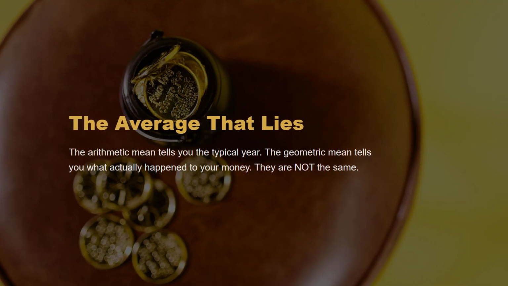The problem is that most people think of average as the arithmetic mean. Add up all the returns, divide by the number of years. But when you are dealing with investment returns, the arithmetic mean lies to you. It tells you what the typical single year looked like. It does not tell you what actually happened to your money. For that, you need the geometric mean. And the difference between these two averages is not academic. It is the difference between thinking you made money and discovering you lost it.